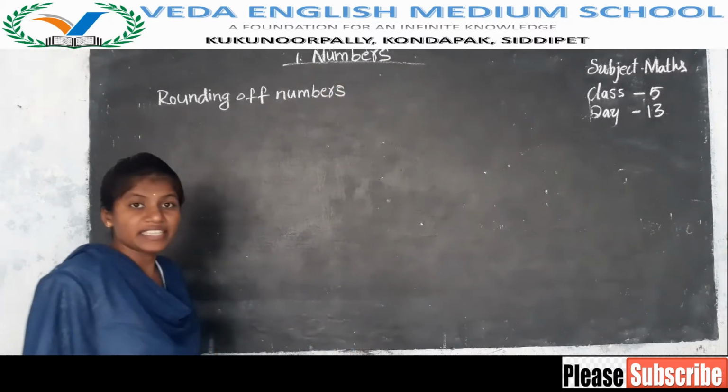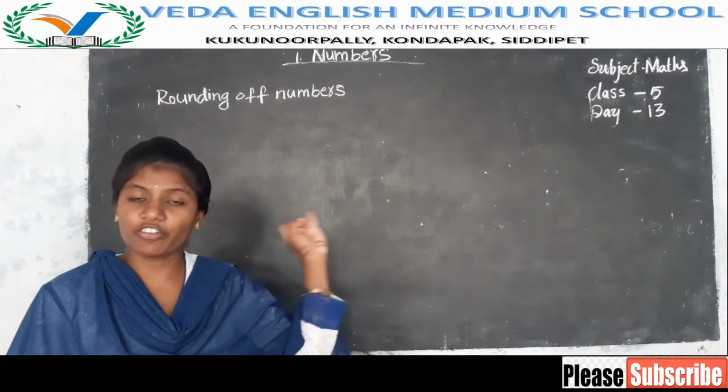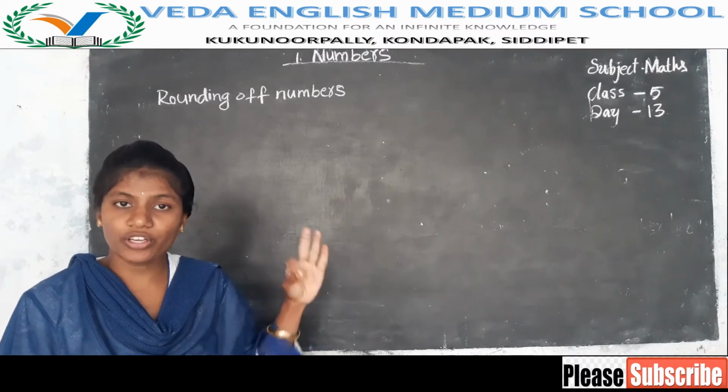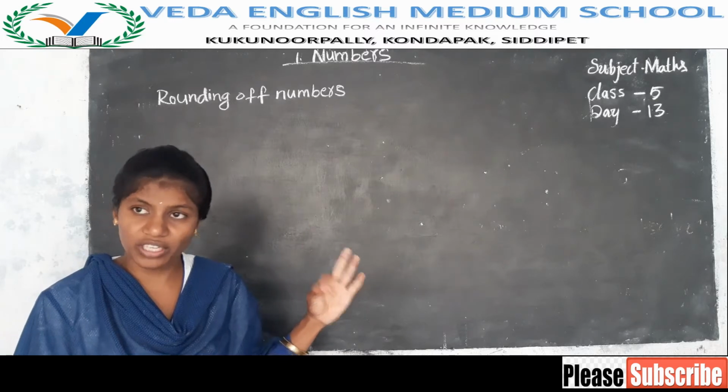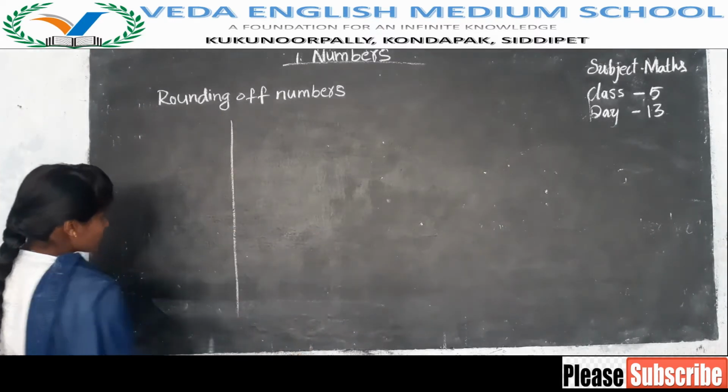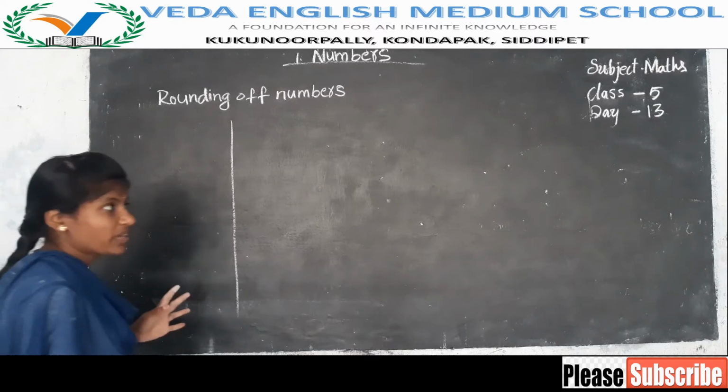Rounding of numbers. In this rounding of numbers, we have to learn rounding of numbers to the nearest tens, rounding of numbers to the nearest hundreds, rounding of numbers to the nearest thousands. In our previous class, we have learned rounding of numbers to the nearest tens. Do you remember?